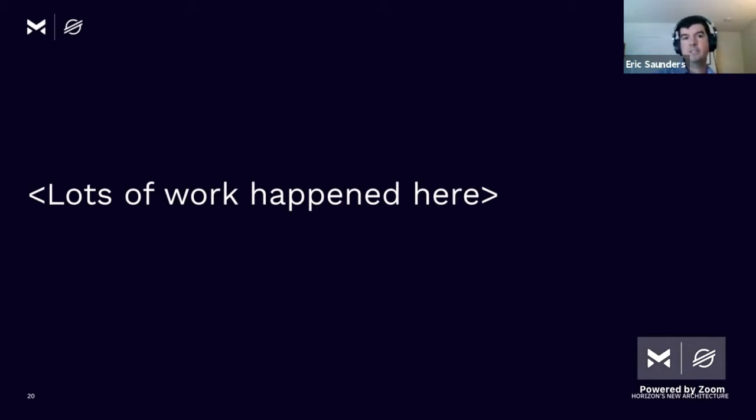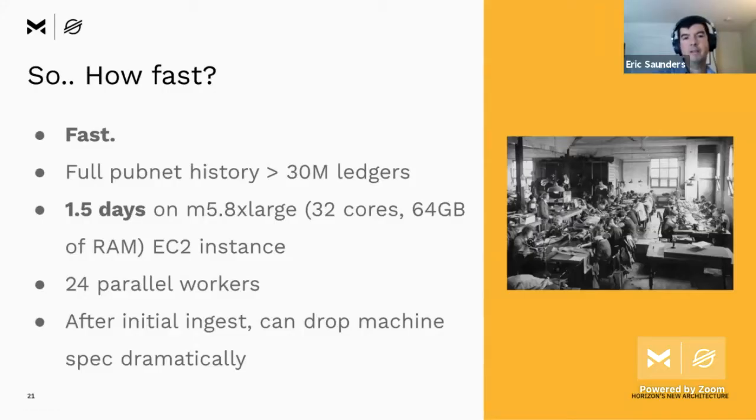So in the end, the question is, how fast is fast? And the answer is pretty fast. In 2020, the full history of the Stellar ledger is something like 30 million ledgers. It turns out that if you have a big enough machine in Amazon, we did this on a 32 core machine with 64 gigabytes of RAM. With a machine like that, you can actually do the full ingestion in 1.5 days. This is compared to the weeks that it would have taken you before.